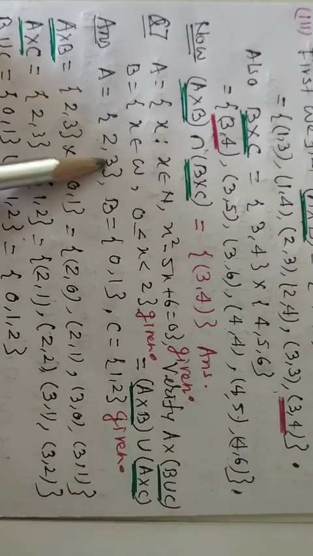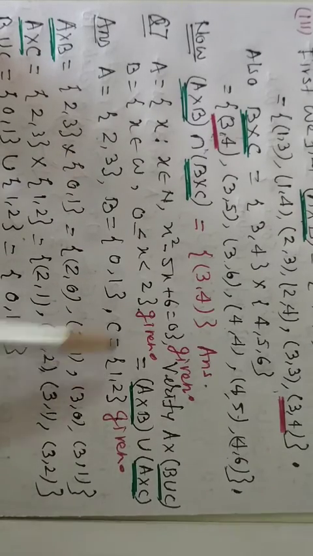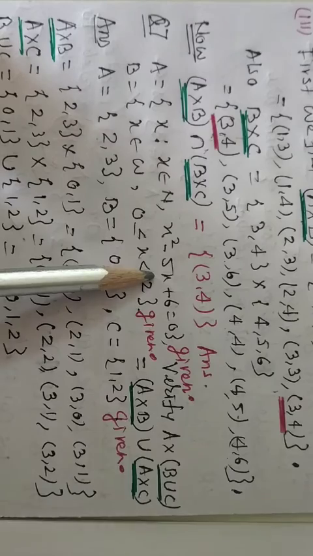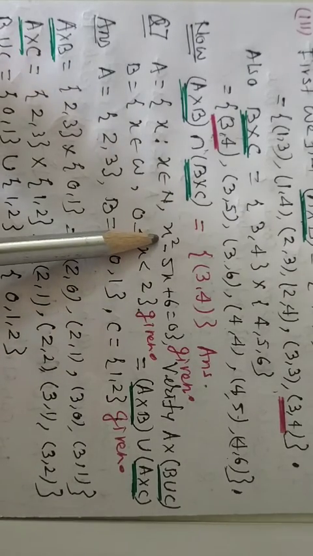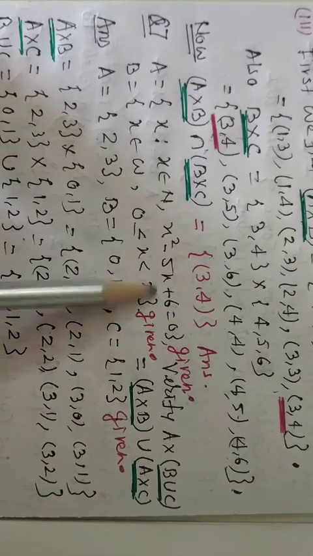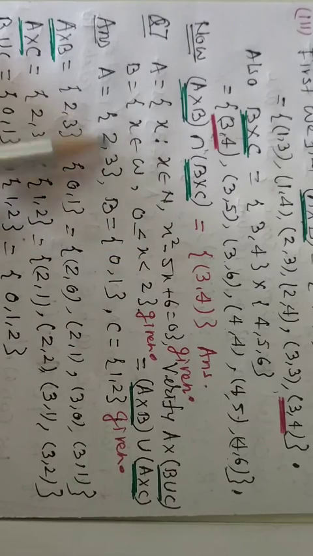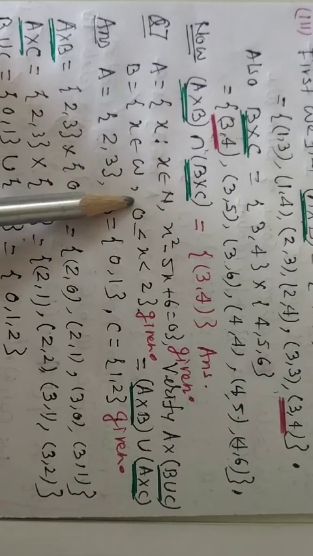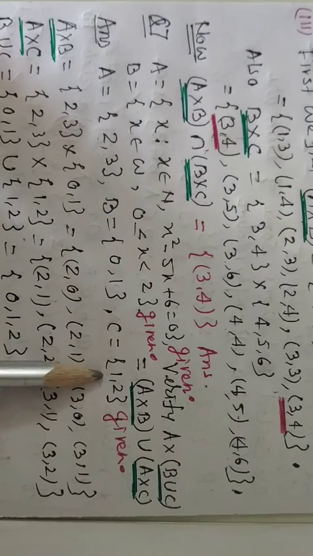Now A is given, B is given, and C is also given. A is equal to x² − 5x + 6 = 0. But remember that when a class 10th quadratic equation is solved, by mid-term split we get 2 and 3. So A is equal to {2, 3}. B is equal to whole numbers less than 2, so {0, 1}. C is already given.